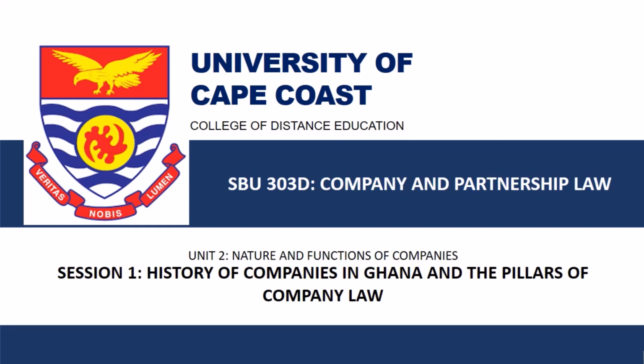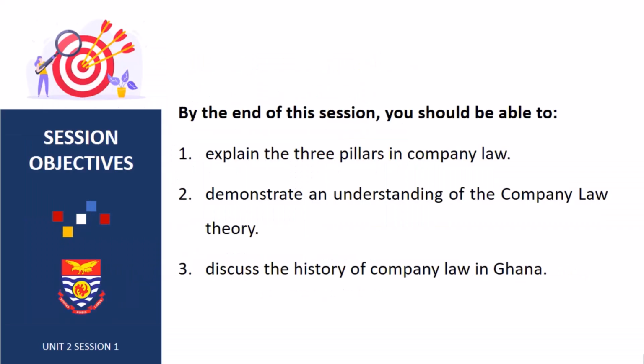Today we look at Unit 2, Section 1. Unit 2 is on nature and functions of companies, and Section 1 of Unit 2 is on history of companies in Ghana and the pillars of company law. Now, the session objectives. By the end of this session, you should be able to explain the 3 pillars of company law. Also, demonstrate an understanding of the company law theory and discuss the history of company law in Ghana.